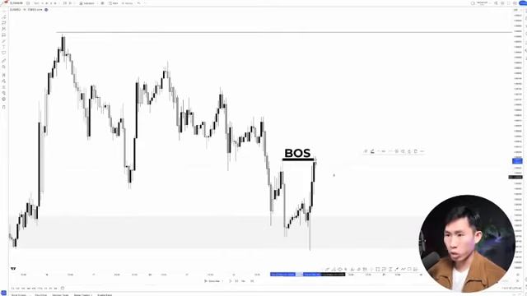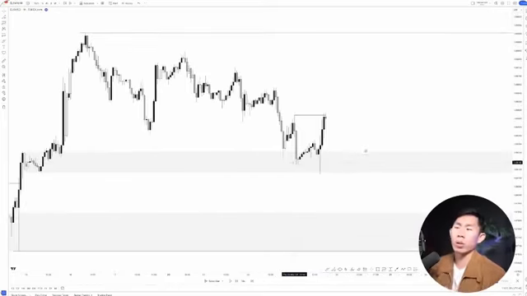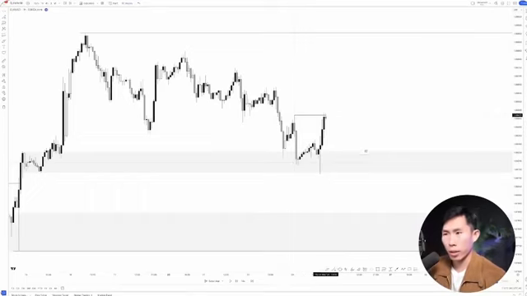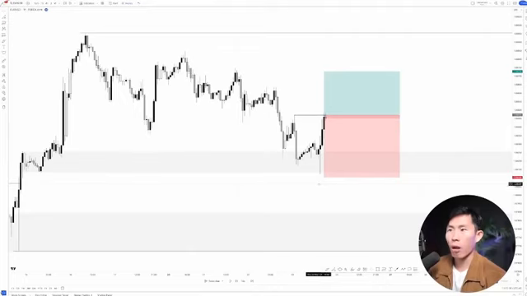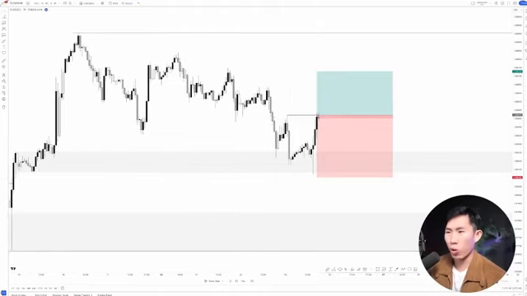Okay, it broke structure right here. Okay, when a strong low is formed just like this, once again, the retail traders are going to be entering for a buy right here, and they will be placing their stop loss below this strong low right here. After all, what could go wrong, right? This is a strong low. Price is not going to go lower than this, right? Price is just going to go up right now.